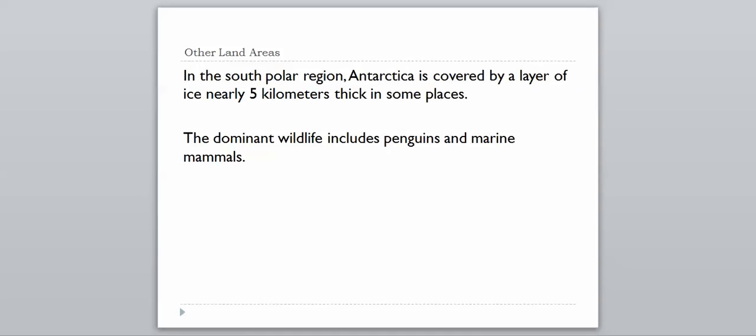And in the South Polar region, Antarctica is covered by a layer of ice that's nearly 5 kilometers thick in some places. And then the dominant wildlife in that portion is penguins and marine mammals, like seals, whales, things like that. So that's it for this section.